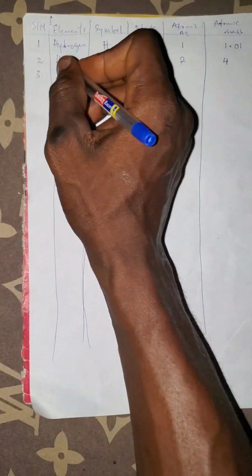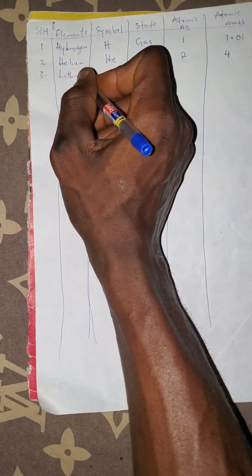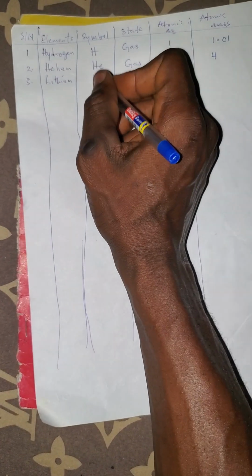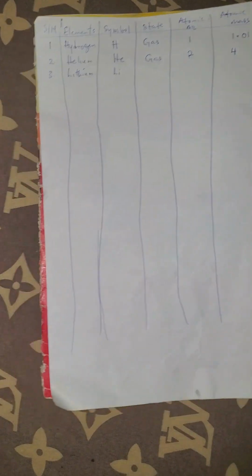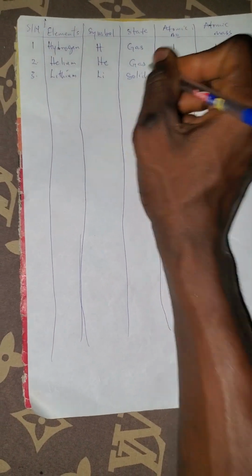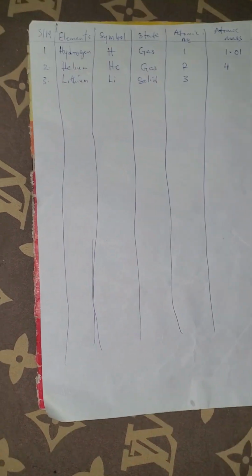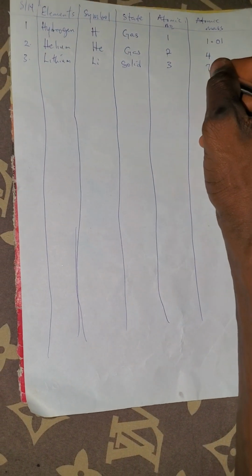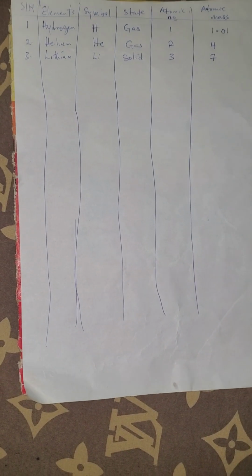Number 3, let's talk about lithium. The lithium symbol is Li, and lithium is solid in state. It has the atomic number 3 and the atomic mass 7. So that is roughly times 3.